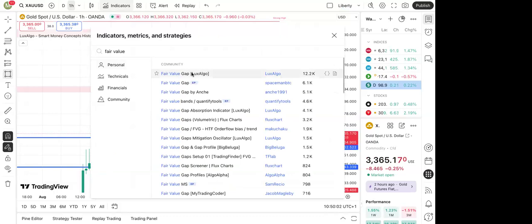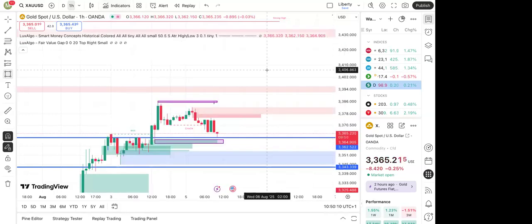Lux Algo fair value gap. So that is it. We are only allowed to do two indicators on the free version of TradingView. Otherwise, I would have loved to also introduce the Asian range as well.